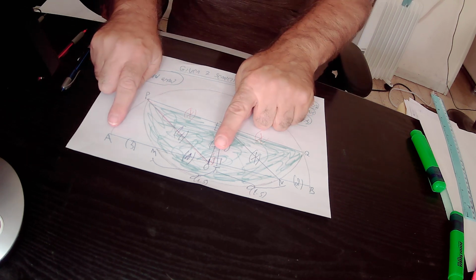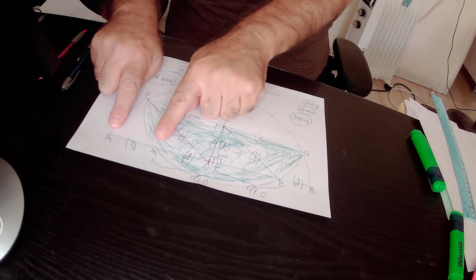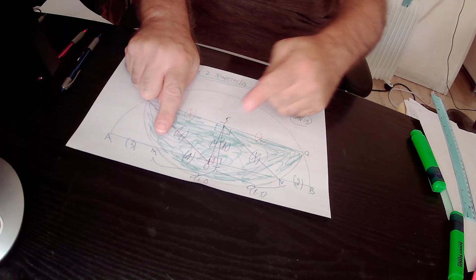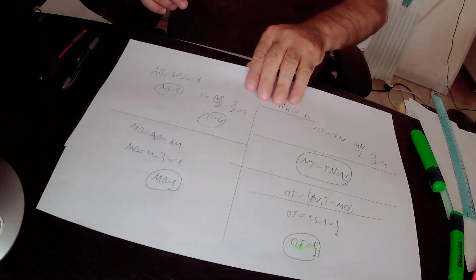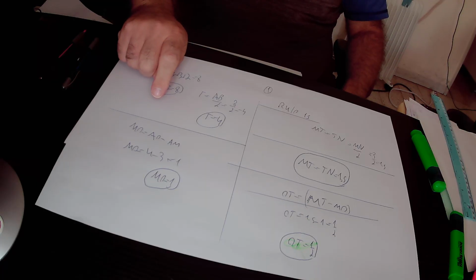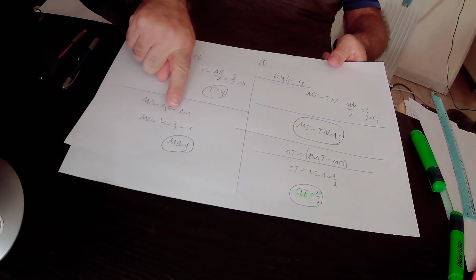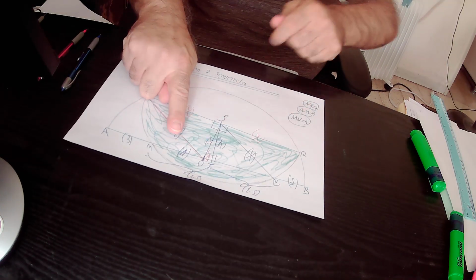AO is the radius of the big semicircle, which equals 4. AM equals 3. Therefore, MO must be equal to AO minus AM. AO is 4, the radius of the big semicircle, minus AM, which is 3. So in total MO equals 4 minus 3, this is 1. MO equals 1 unit in its length.